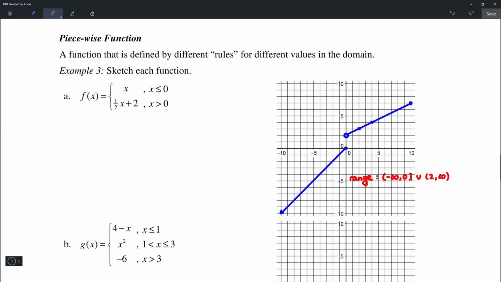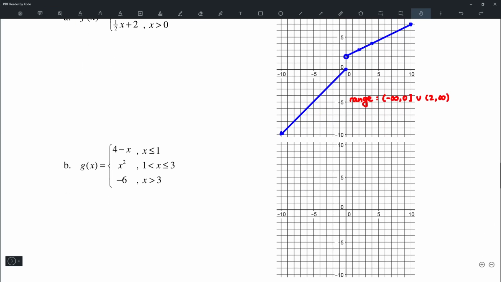Let's move on to example B. So here we have 4 minus x as our first part, from -infinity to 1. Okay, so let's see what that would look like. Something like this.